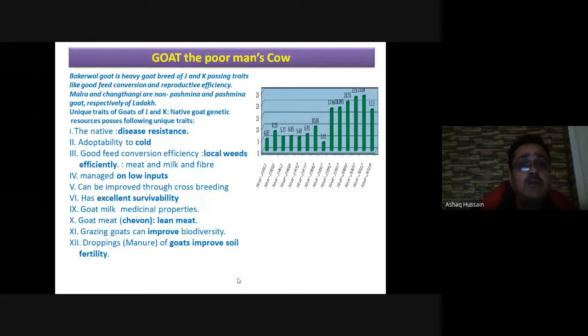And why is goat very important? It is often called the poor man's cow. At the farmers' level, goats are reared not only for meat but also for milk production, because this animal is very disease resistant and adaptable. It has great adaptation to cold conditions. It consumes very ordinary plant material, that's weeds, and converts them into meat and milk. Then it can be managed on very low inputs.